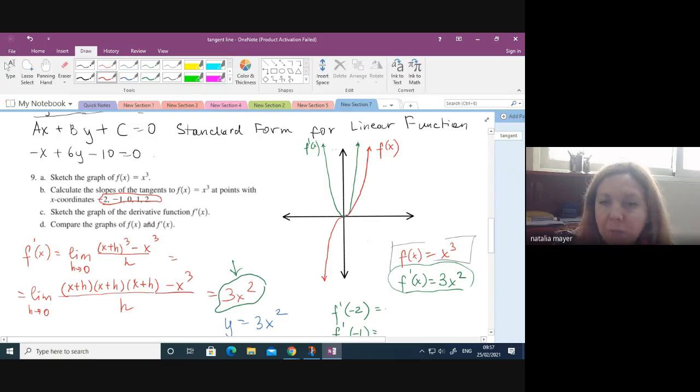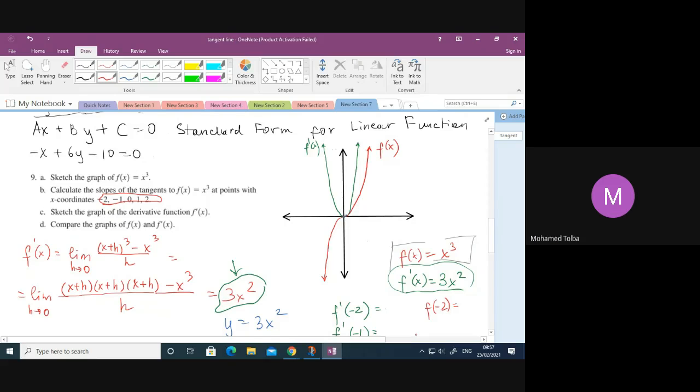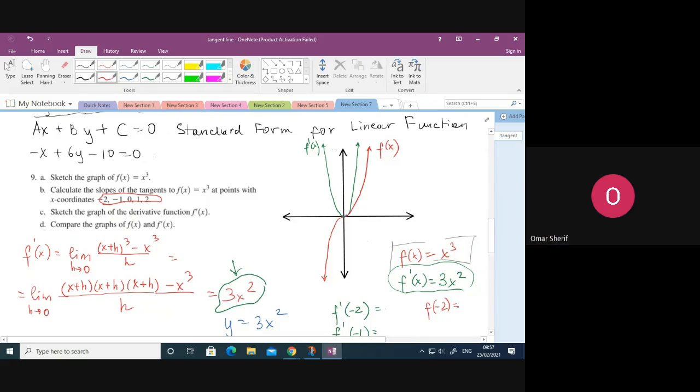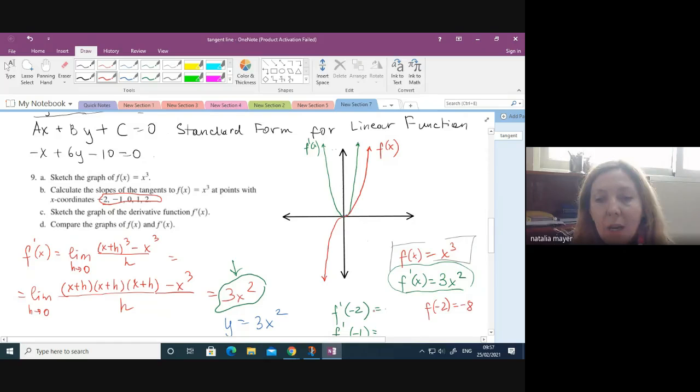So f of -2. What is f of -2? Where are you supposed to substitute -2? In which equation, if I'm asking about f of -2? In f of x is equal to x cubed. So what is the output? It's going to be -8. Yes, it's -8.